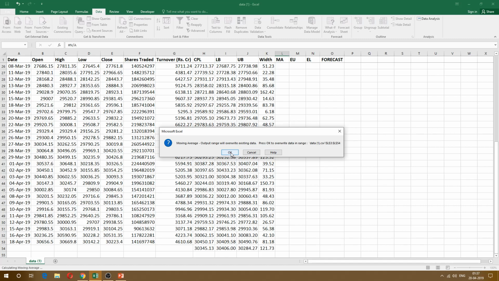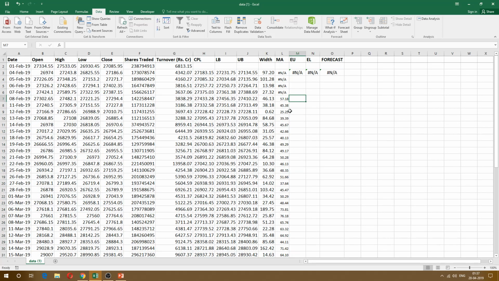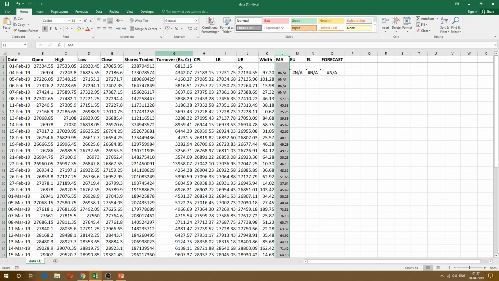Generally this won't come up for you, but it is coming since I am overwriting the previous data. Click OK, and the moving average is done. Okay, the moving average is calculated.